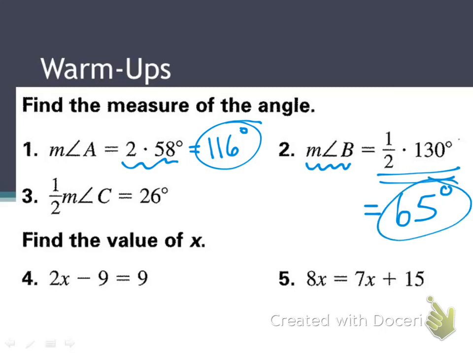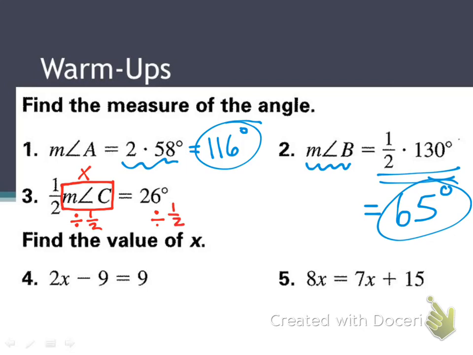Next one's a little bit harder. This one is harder because the measure of the angle is not by itself. So this is our unknown in this equation. If you want to rewrite it with that just being an x, that's probably something you're a little more familiar with. But we have 1/2 times this unknown value equals 26 degrees. So how do I get rid of multiplying by 1/2? Divide by 1/2. Good. So you are going to divide both sides by 1/2.